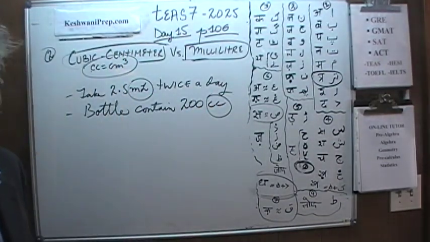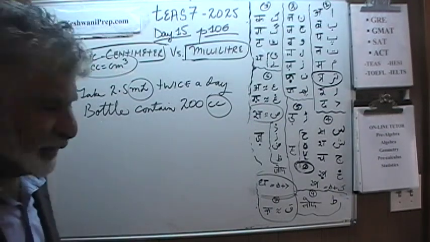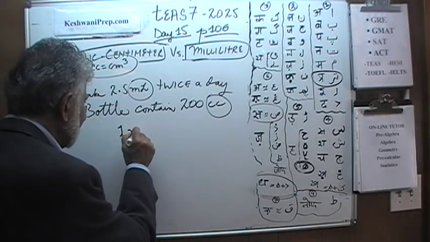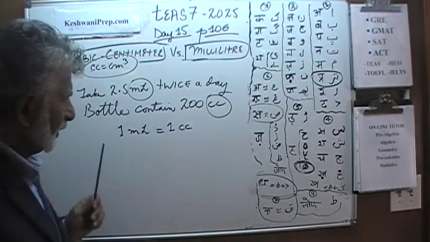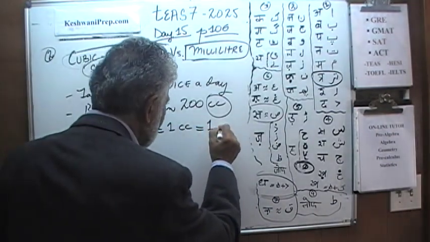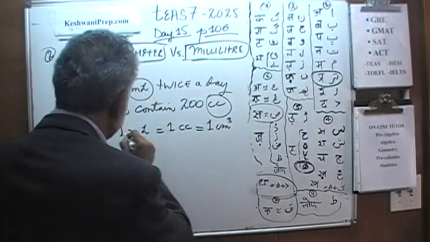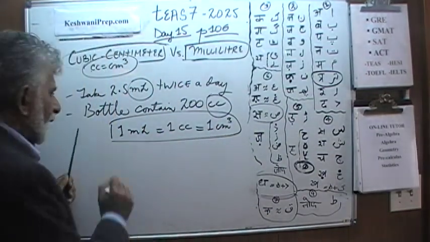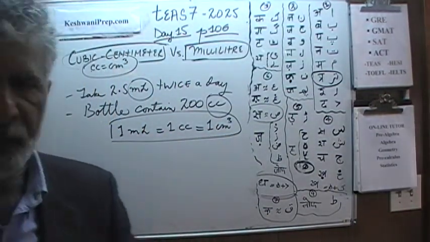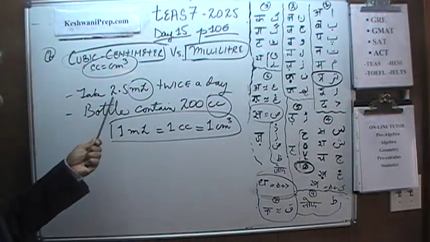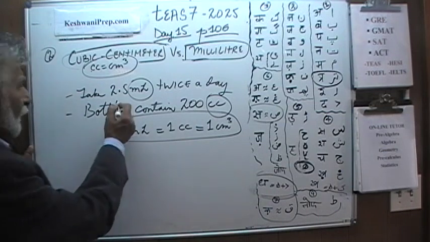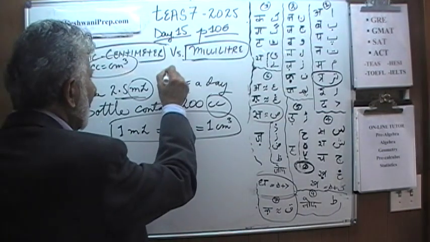Well, we already know what we're supposed to do. It's the same thing. 1 milliliter is equal to 1 cubic centimeter. How many milliliter are we supposed to take every day? Well, 2.5 milliliter twice a day, that's 5 milliliter per day.